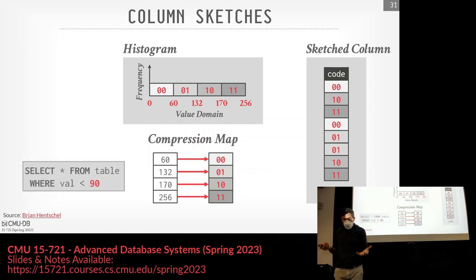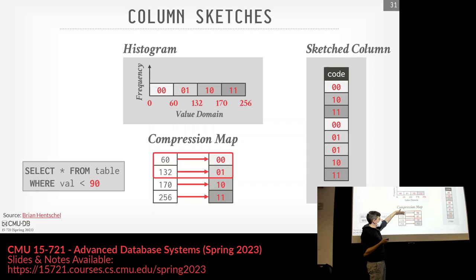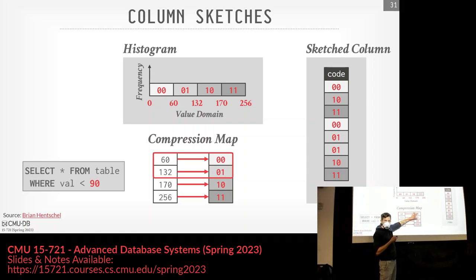So now when a query comes along, like select star from table where value is less than 90, I do a lookup in my map and figure out what's the smallest value that will be covered by the thing I'm looking for. In this case, 90 is greater than 60, so I have to go to the next one. 132 is greater than 90, so I can stop here. But I know I need to consider the values that are encoded by these code values here.